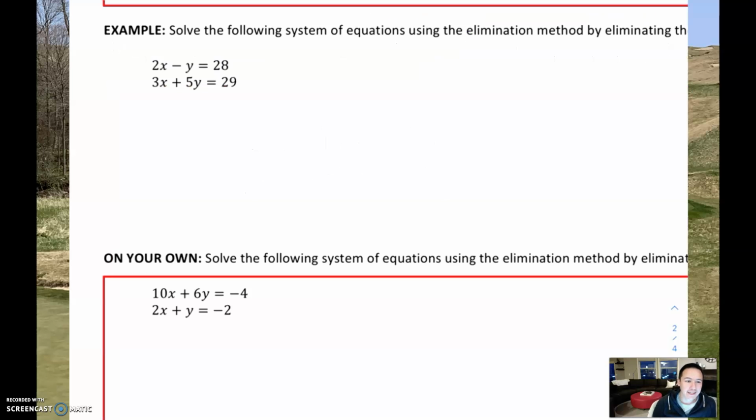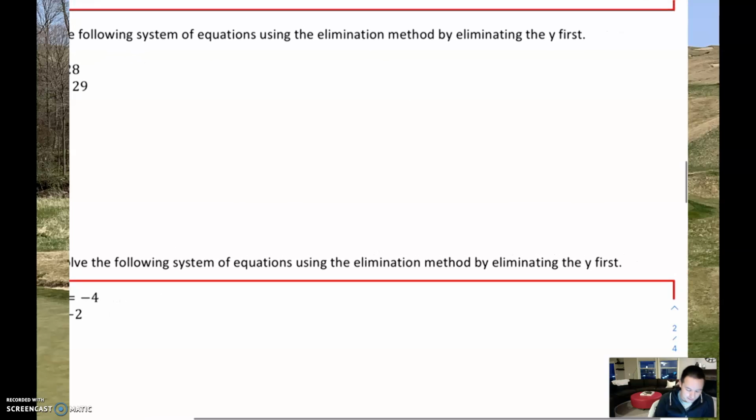All right, on to the last example of the video. We are going to solve the following system of equations using the elimination method, but this time we are going to eliminate the y first. Last time we did x, this time we'll do y.